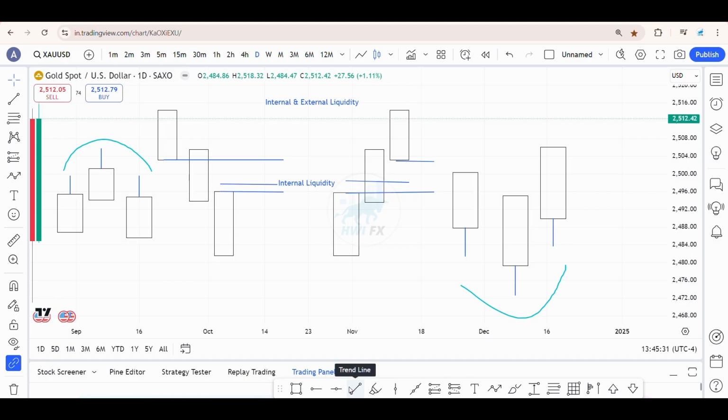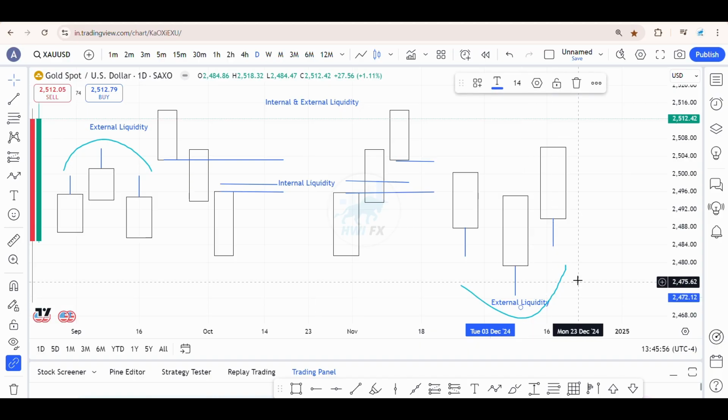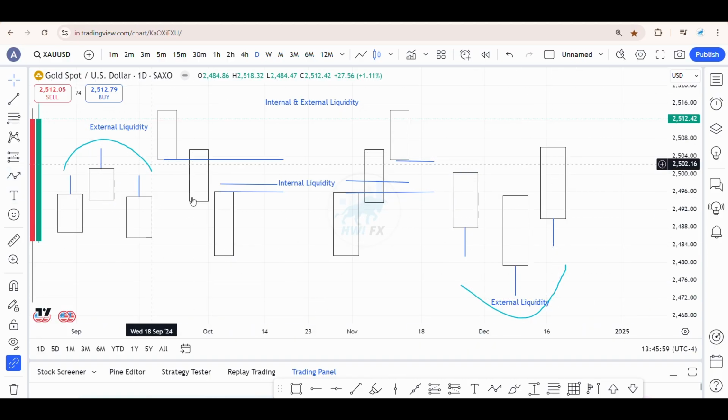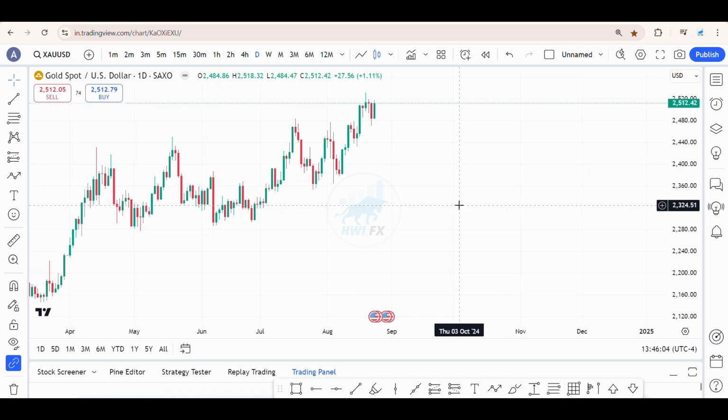When we talk about external liquidity, it always resides at either a swing high or a swing low, or an old high or an old low. So we say it is external liquidity. Let me type here as well. So this is external liquidity, and this is also external liquidity, in the form of swing high and swing low. Now let's go to the market, and we will try to see what the market does in the form of external liquidity and internal liquidity.